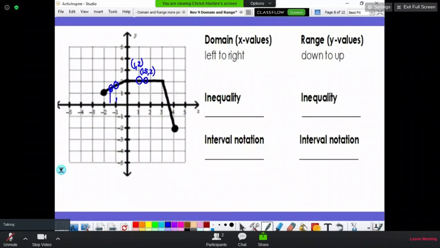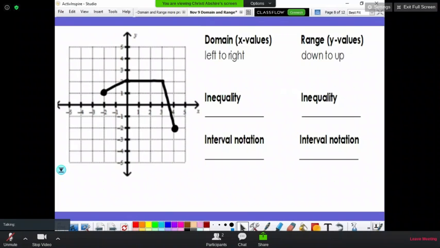So when I have a connected line, I do not try to list all the ordered pairs. I just try to say what is the lowest, what is the highest, and in this case, it can be written as an inequality or as an interval.